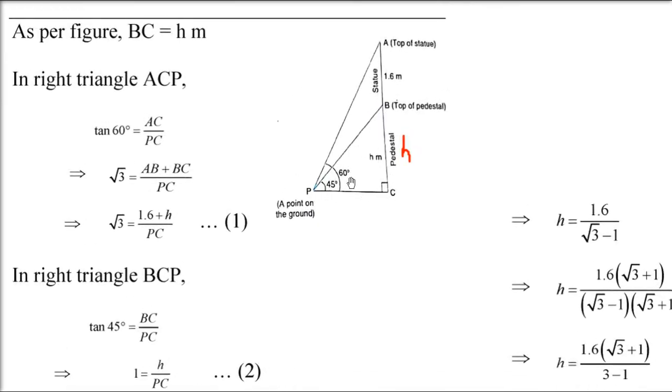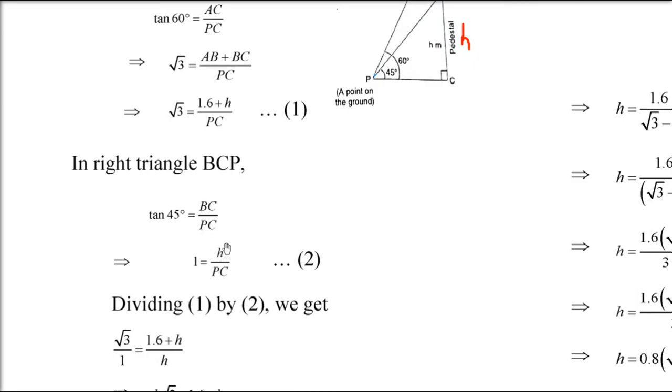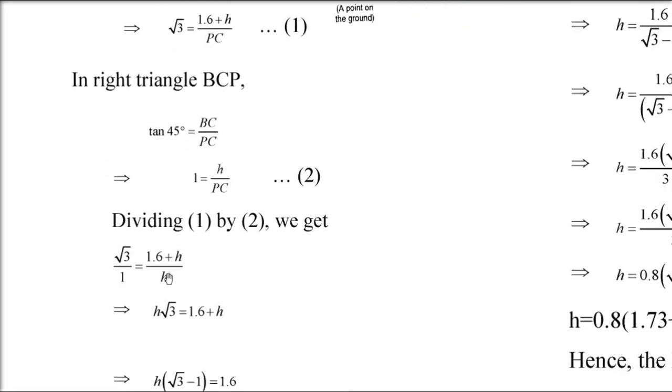Now take the smaller triangle, BCP. The angle is 45 degree. So tan 45 is h by PC. Tan 45 is 1, so h equals PC. Now put PC as h here. When you put h as PC, you don't have to divide, you already have h as PC.